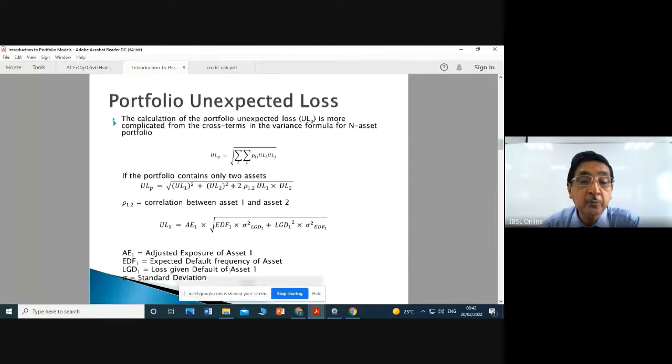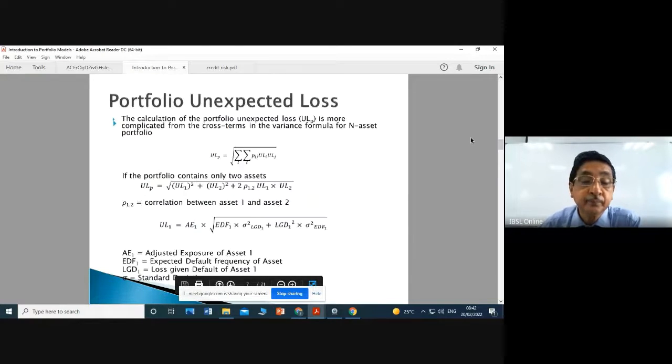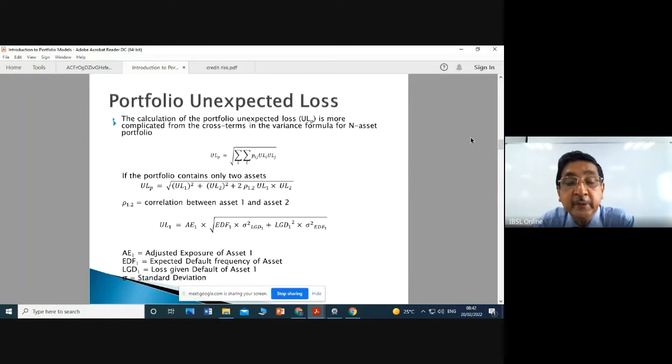Now, when you talk in terms of unexpected losses, the unexpected loss of a portfolio we have been able to calculate, and the unexpected loss of an individual asset also we have been able to calculate. I think we did the calculation last time. Now, as per that calculation, we have just arrived at a portfolio unexpected loss.